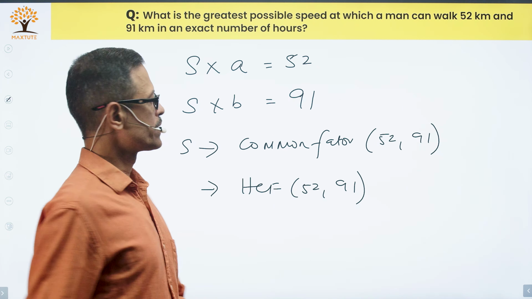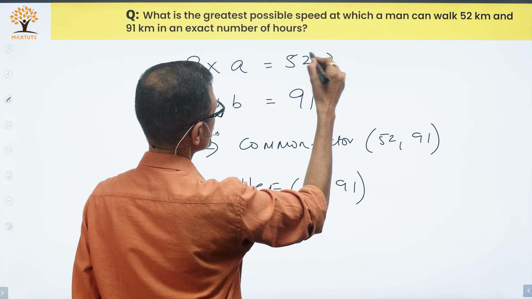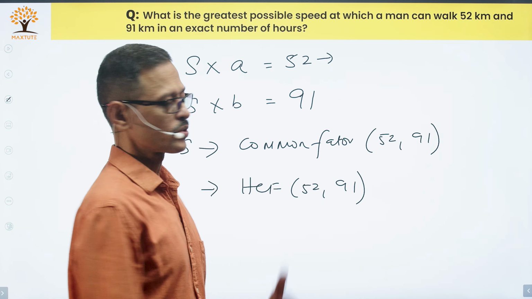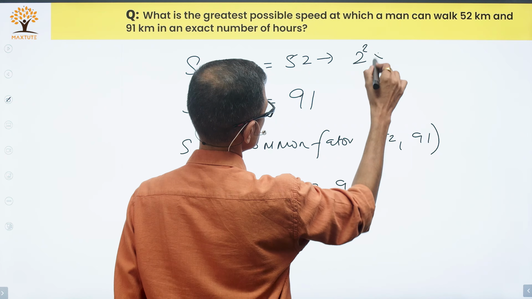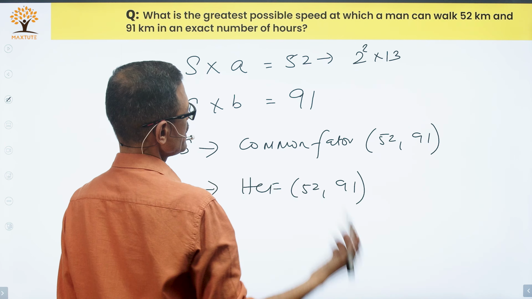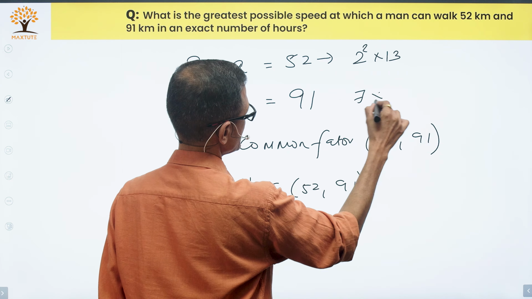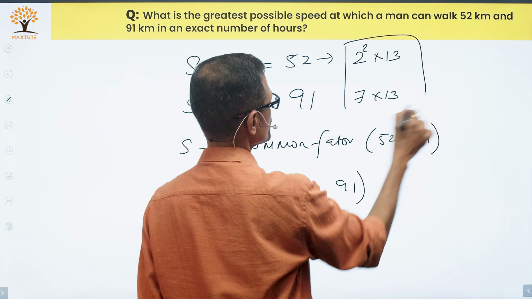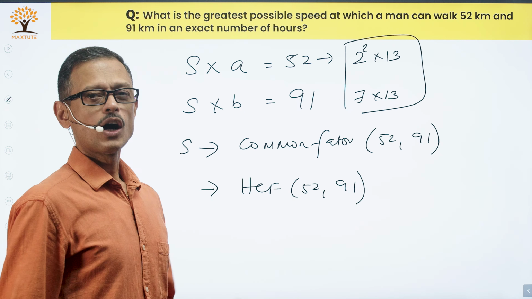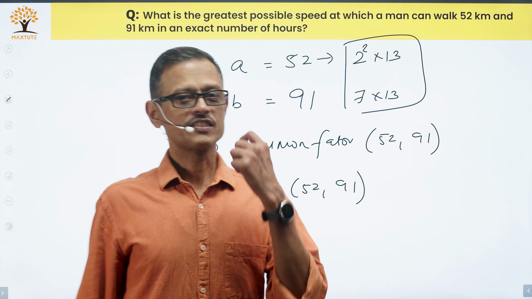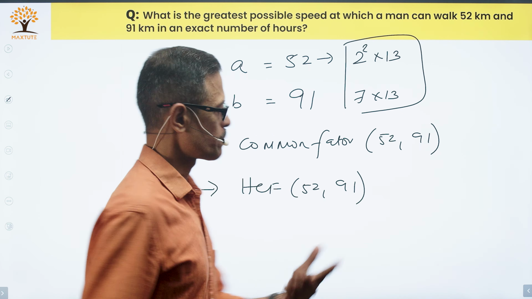Let's prime factorize both these, 52 and 91. I'm just taking this part alone. 52 is 4 times 13, so this is equal to 2 square times 13. 91 is 7 times 13, so this is 7 times 13. So you prime factorize both these numbers in this fashion. How do you find out the HCF? HCF is the product of common primes in their lowest power.